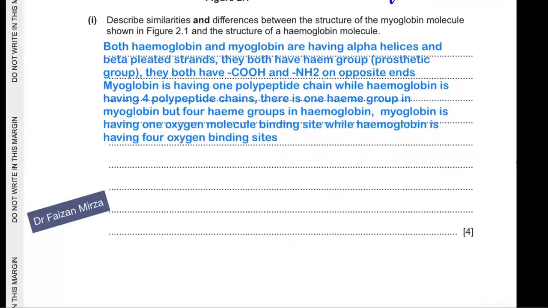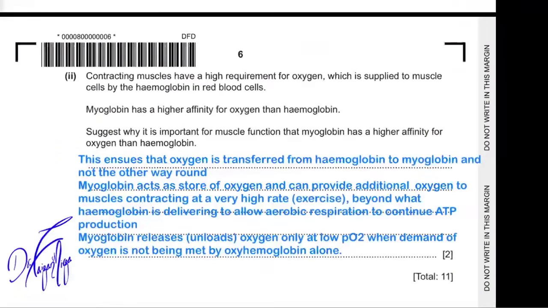Myoglobin has one polypeptide chain, hemoglobin has four, and there is one heme group in myoglobin. There are four in hemoglobin. Myoglobin has one oxygen binding site, whereas hemoglobin will have four oxygen binding sites.